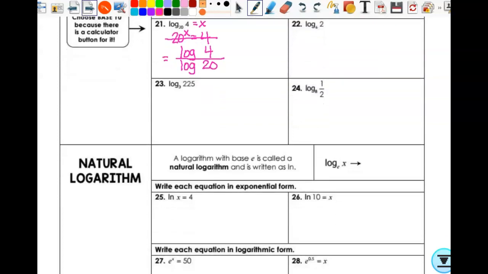All right. Then, let's see, this one, we'll just go ahead and change the base. So I'm going to get a log and a log. What goes in the bottom? 6, and the top goes 2. Okay, it's that easy. I don't think we need to do 23 and 24. So let's skip down to the natural logarithm.